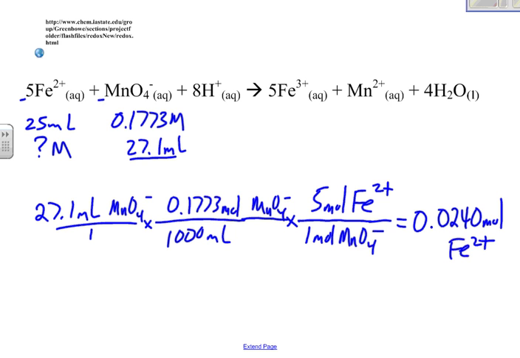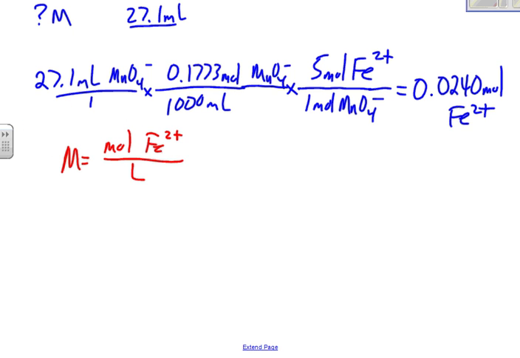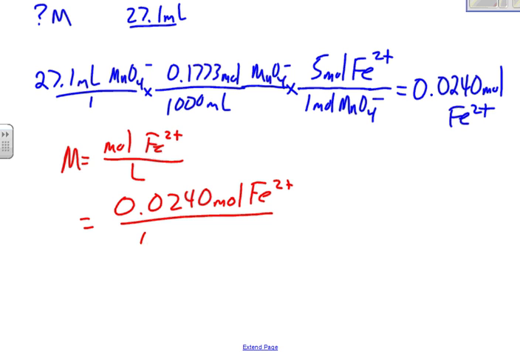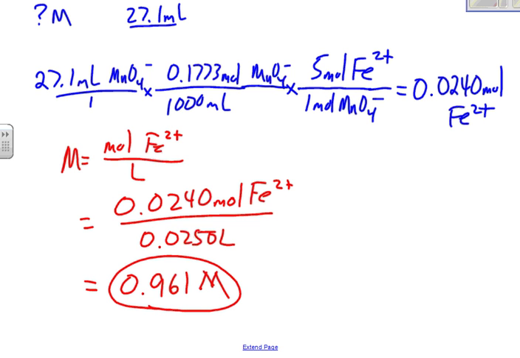Molarity is going to be the moles of Fe2+ divided by the liters of solution. So we just calculated 0.0240 moles of the Fe2+ divided by 0.025 liters, which gives us a molarity of 0.961 molar. So that would be the molarity of our iron solution.